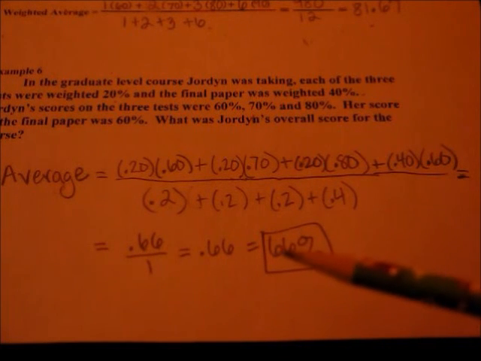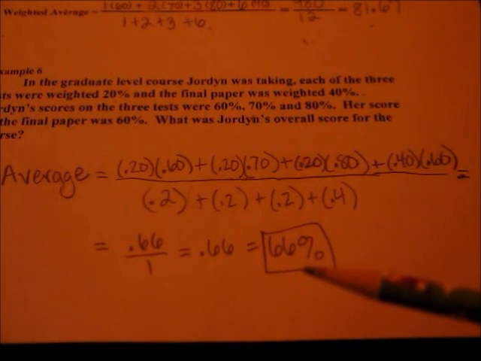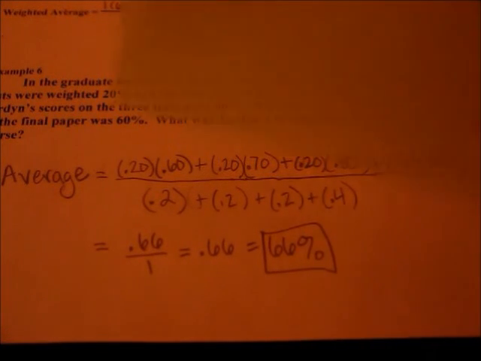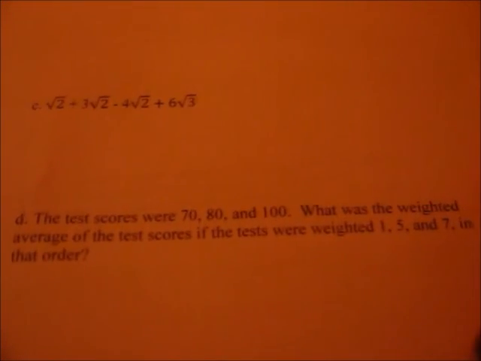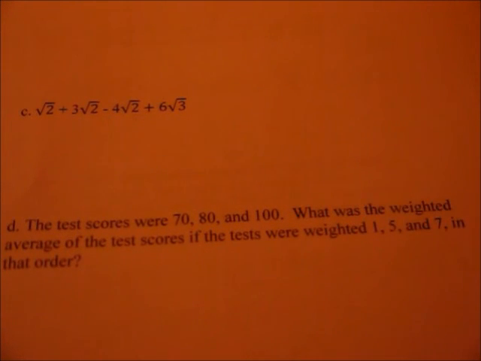So I hope that all makes sense. You have some practices with the radicals, simplifying radicals, and then one weighted test score example. So that will be it for lesson 65.